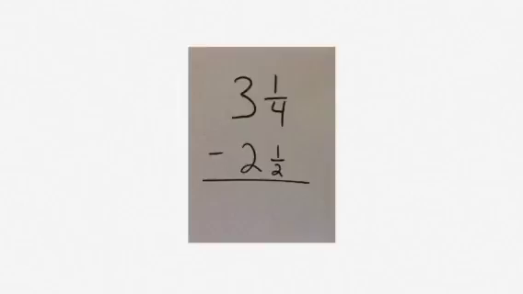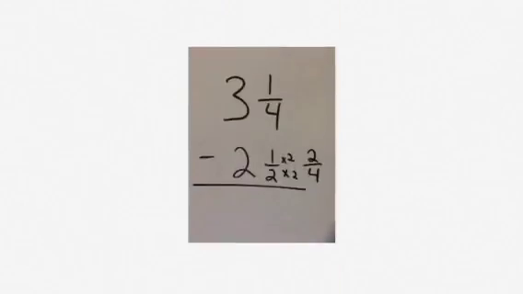Now I'm going to show you how to subtract two mixed numbers. We're going to use the example of 3 and 1/4 minus 2 and 1/2. First thing we need to do is find a common denominator. The denominators we have right now are 4 and 2, and they can both become 4. So what I'm going to do is take 1/2 top and bottom, numerator and denominator, times 2 to give me 2 over 4.